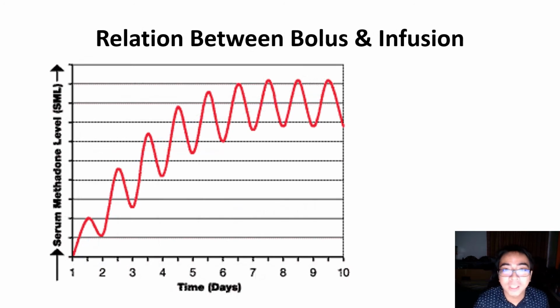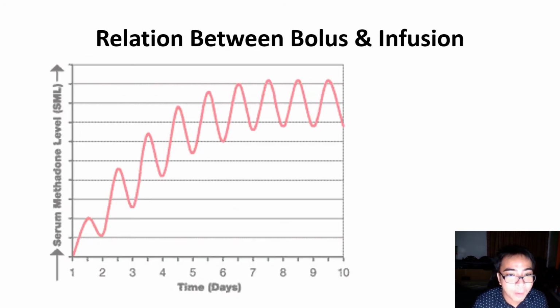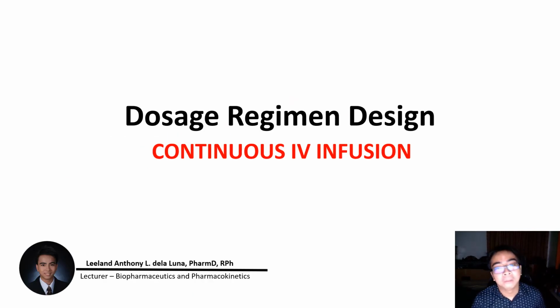Alright? So, the relationship between a bolus and an infusion, or IV push and infusion, okay, this is how a bolus looks like. If you give it IV infusion, it looks like this. Halos negligible, or wala kang makikita peaks and trough. Alright? So, it's just going to be a straight line. Now, how do we compute for a dosing regimen if you're giving the drug via continuous IV infusion?